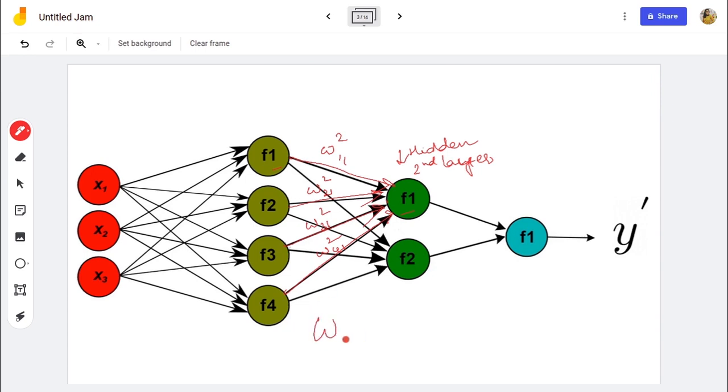So we will have this matrix at the end, W. What will be the dimensions? Number of nodes here, that is 4, into number of nodes here, that is 2. So W 4 cross 2.